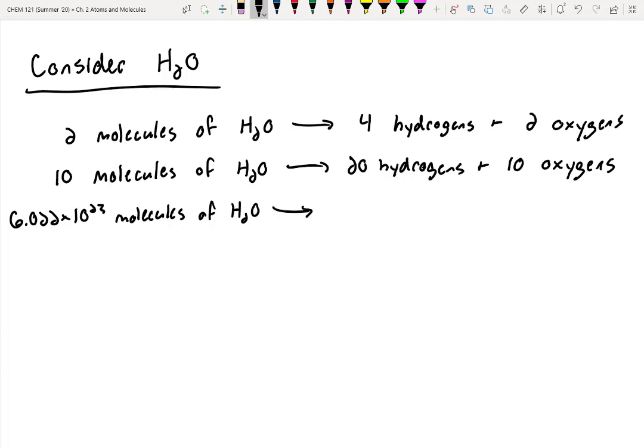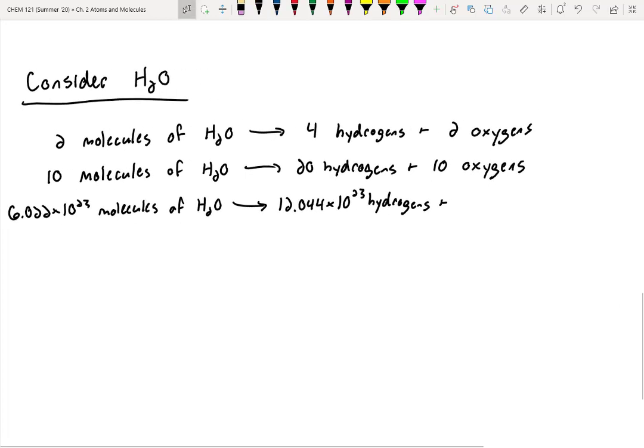Well, we'd have twice as many, right? So if we plug this into our calculator, it'd be 12.044. I guess you don't need a calculator for that. Times 10 to the 23rd hydrogens plus 6.022 times 10 to the 23rd oxygens.